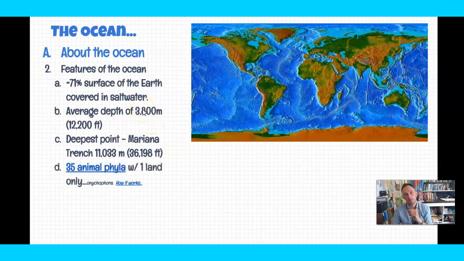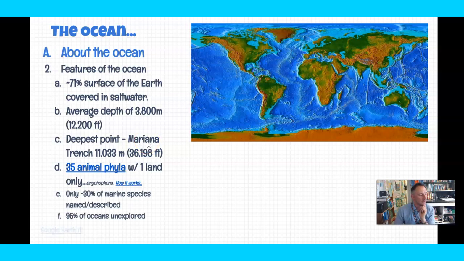You could fit Mount Everest and Mount Hood in there on top of each other. And only 30% of marine species have been named or described. 95% of the ocean is unexplored. Google Earth it. It's cool. Also, if you think about all the different groups of animals on Earth, there are 35 different phyla, different groupings within the animal kingdom. That's right, below the animal kingdom, 35 groupings there.